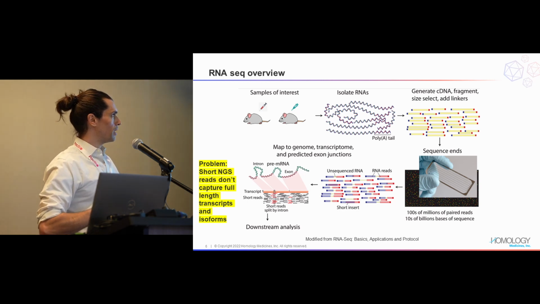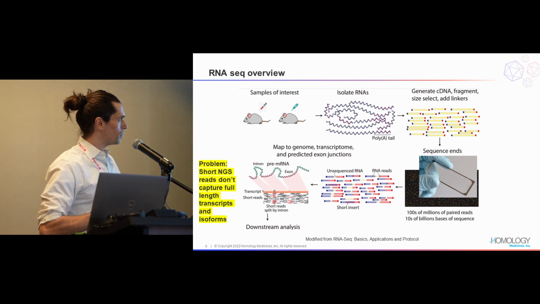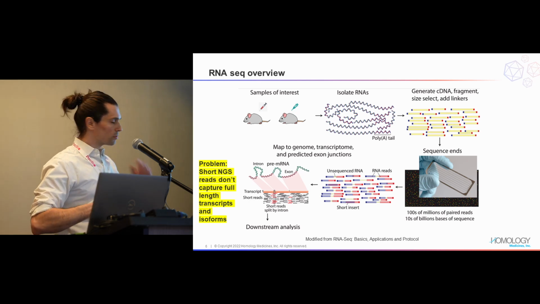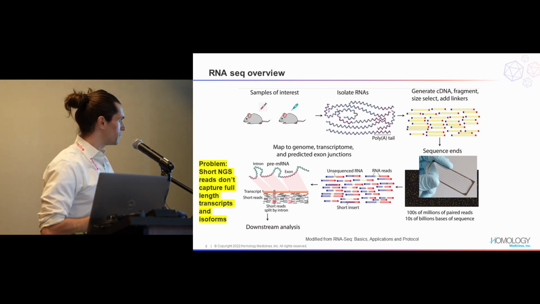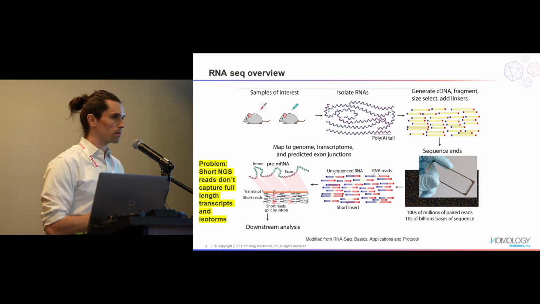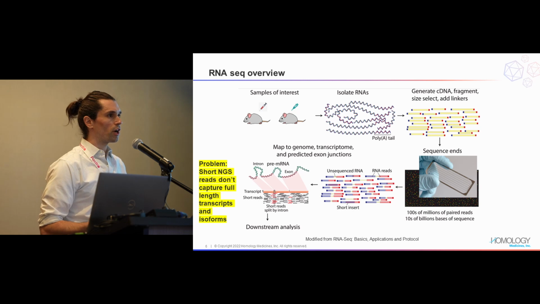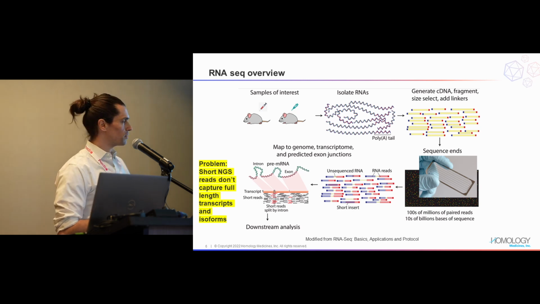Then in this scenario, they're doing short read technology, so this looks like an Illumina instrument. You end up with all these short reads that have to be mapped to a reference. You're getting these little snapshots of what's actually there, and this presents the problem that you're not getting full-length reads, you're not getting full-length isoforms.